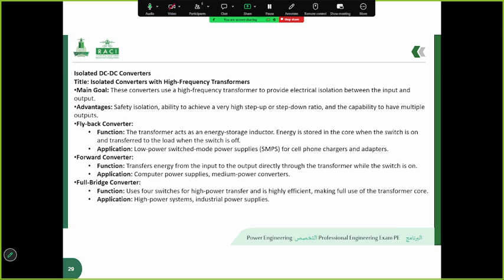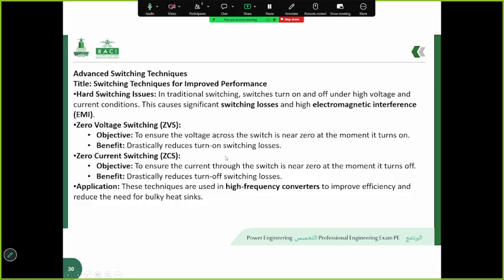It uses four switches to drive the primary winding of the transformer with an AC square wave, allowing for efficient use of the transformer's core in both directions. This configuration is highly efficient and capable of handling high power levels, making it suitable for industrial power supplies and other high power systems. So this slide, before going to a break, I want to finish this slide.